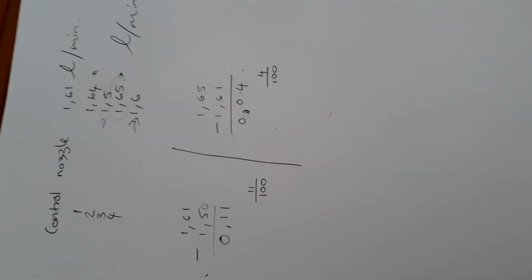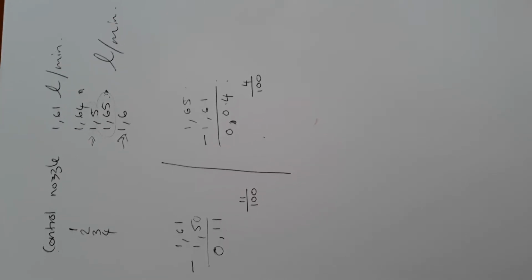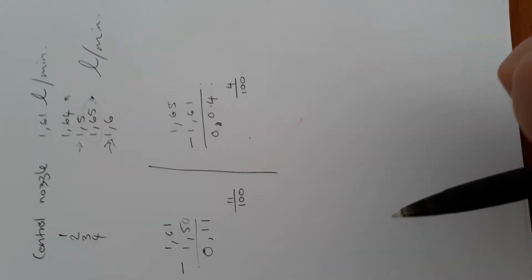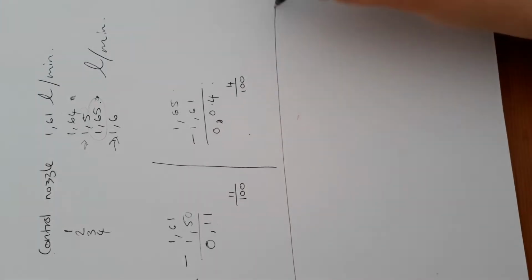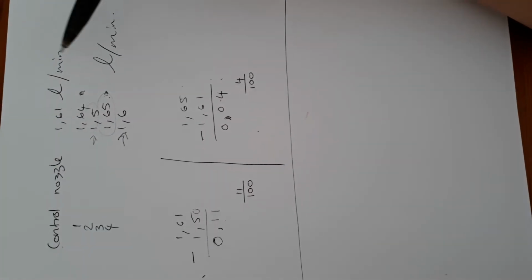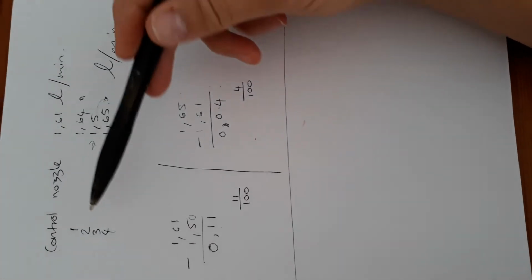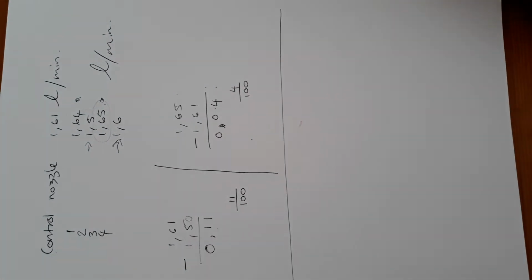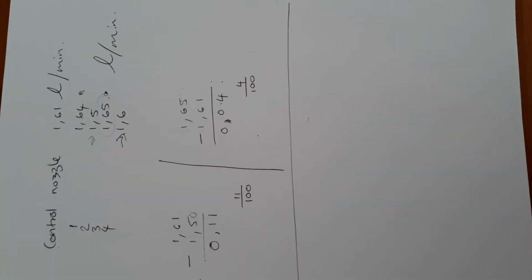All right, the first tutorial that I've uploaded is one on decimals. So if this doesn't make sense to you, go back to that one. All right, so now we've determined that the nozzle with the greatest difference to the control nozzle is nozzle number 2. Okay, now we can carry on to the next point.